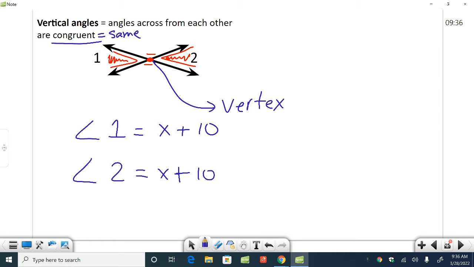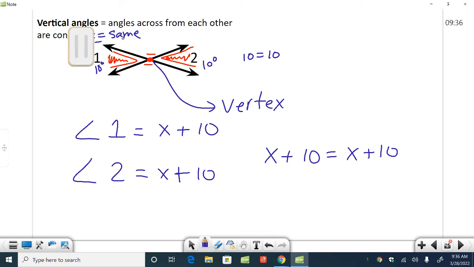The way that we would write that out is angle 1 equals angle 2. Does that make sense? Yes. Okay, because if this is 10 degrees, then that's 10 degrees, so 10 equals 10. But if I didn't put a number in there and I gave you an algebra equation, you would make them equal to each other. Okay.